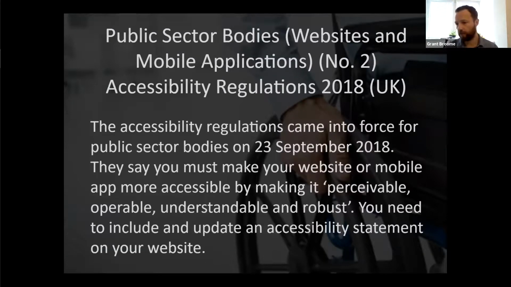And then in the UK, we've got the Public Sector Bodies (Websites and Mobile Applications) Accessibility Regulations, often referred to as PSBAR. And again, this is built off the EU directive that says that essentially your websites and your applications must be accessible to a certain standard. And we'll talk about what that standard is in a second.